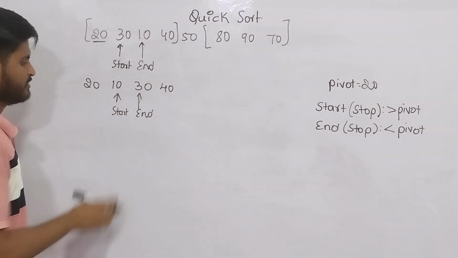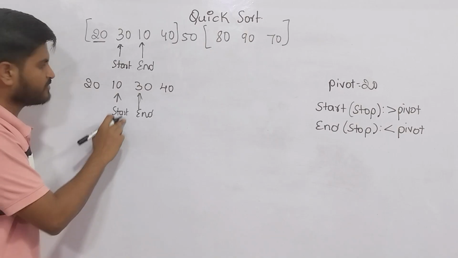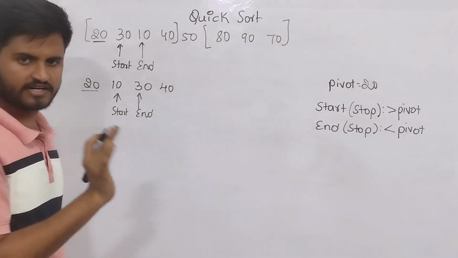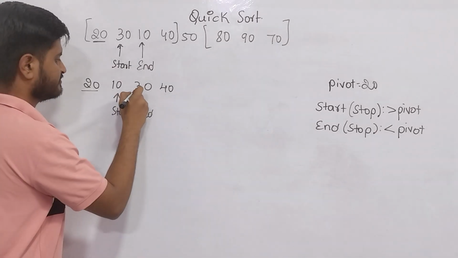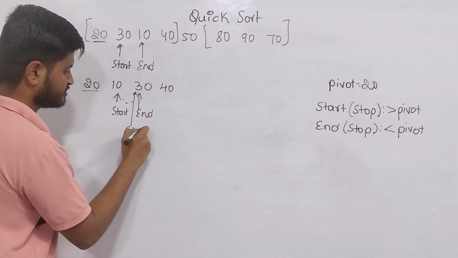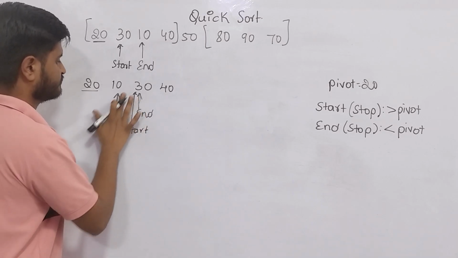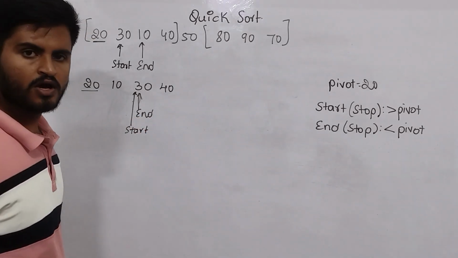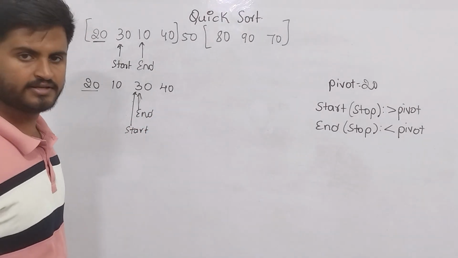Now apply again. I will stop the start arrow when the value is greater than the pivot, 20. So if you see, 10 is not greater than 20, but 30 is greater than 20. So I got the new start value, that is 30. Now I will stop the end arrow when the value is less than 10.